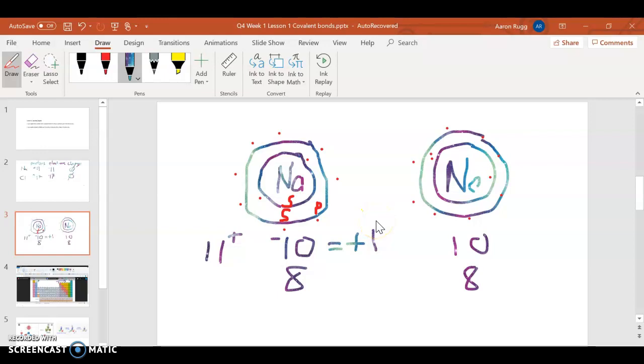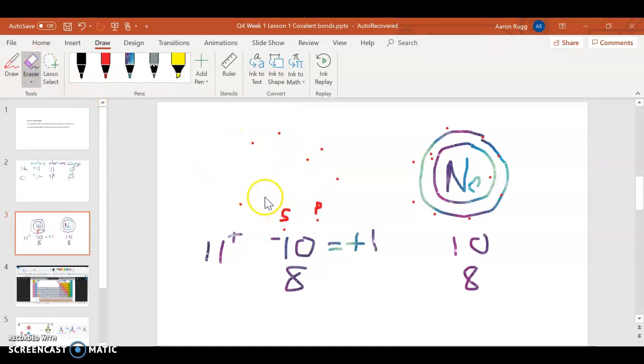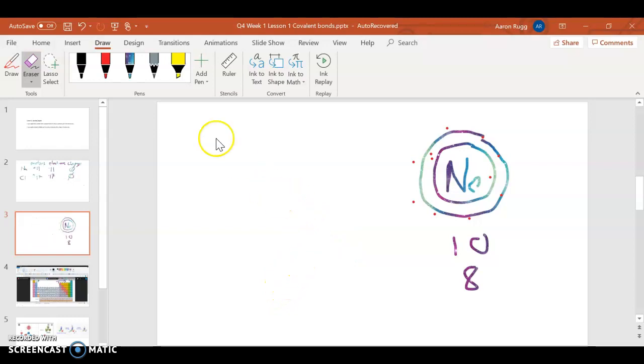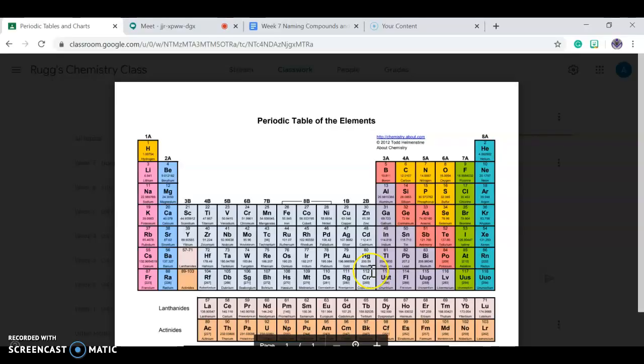All right. Let's take a look at another one. So this is the why of it, right? It's about becoming stable. There's another piece to it. We'll talk about that in a second.